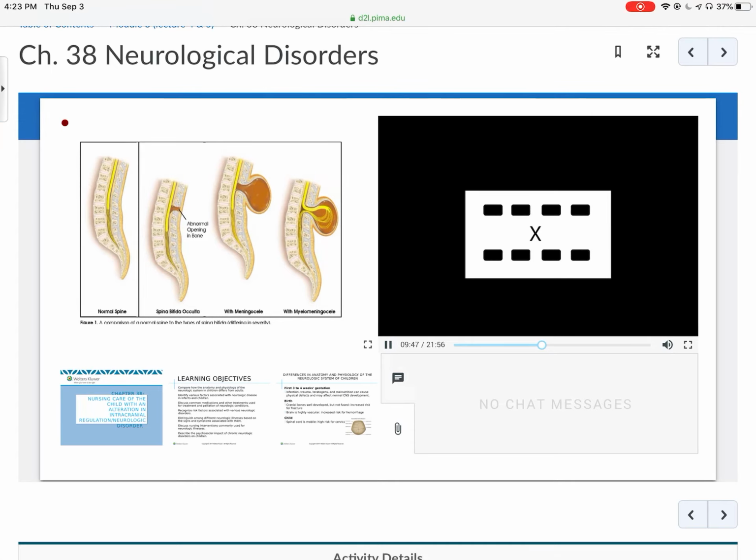With a meningocele, it's just more of a bulging of fluid out, a little easier to see. And then with myelomeningocele, it's going to be bulging of the fluid and nerve. So this is obviously a worst case scenario. With spina bifida, if it's repaired, kids can live a normal life. If not, or if it is severe, they may have some paralysis.